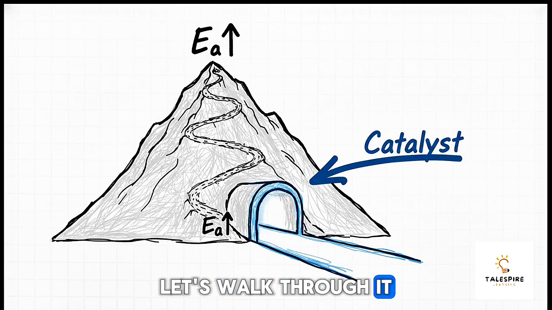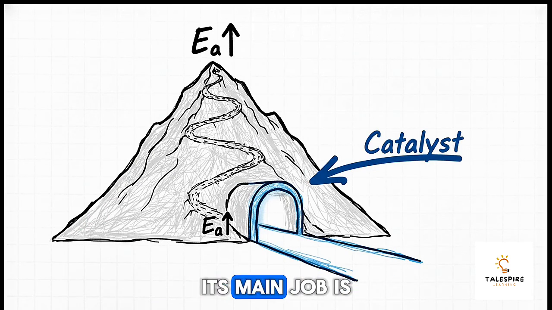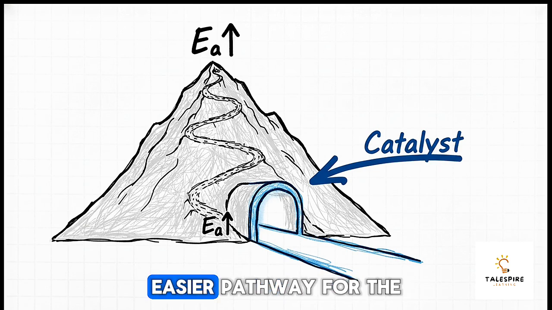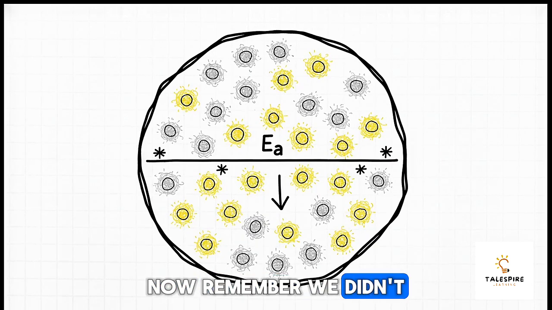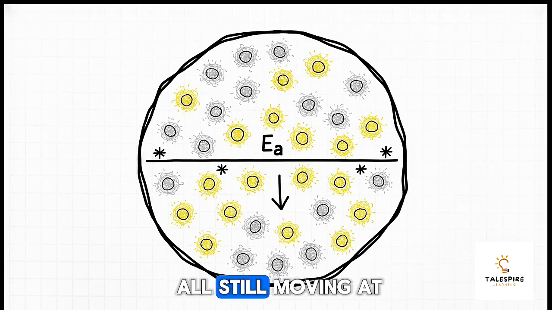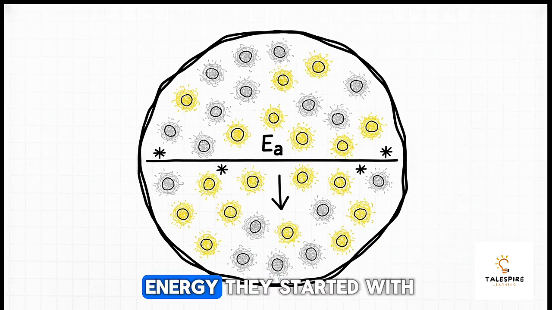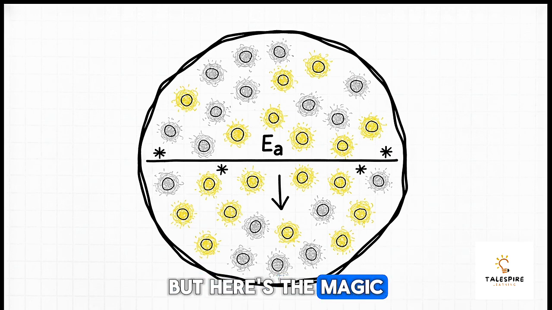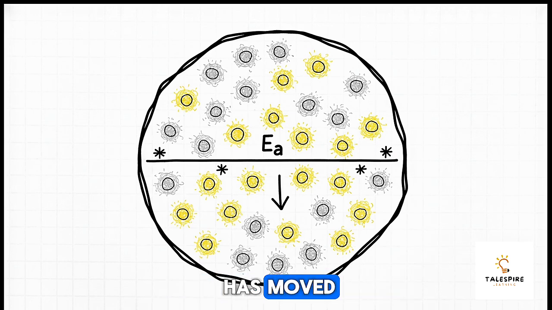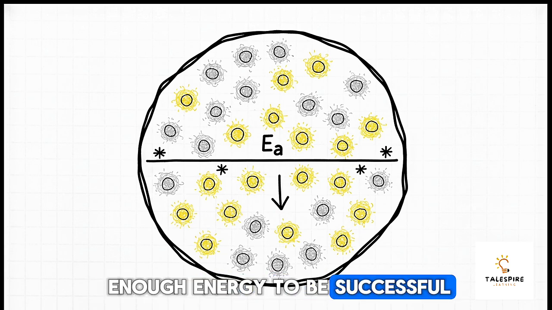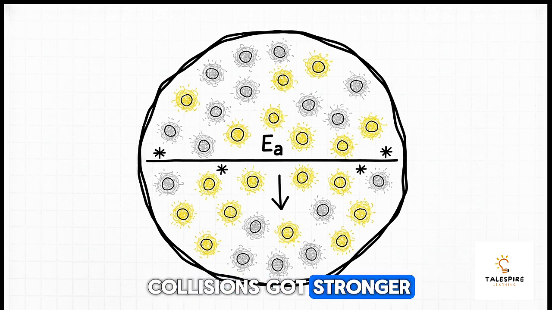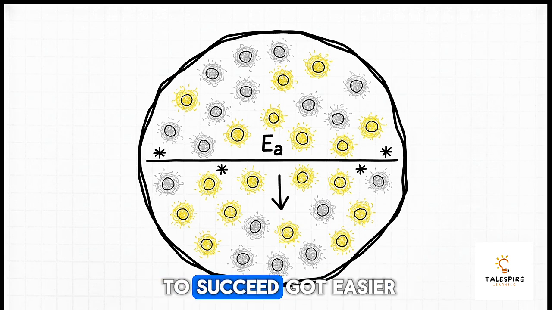Let's walk through it. The very first thing a catalyst does, its main job, is to provide a whole new, easier pathway for the reaction to happen. And that new pathway has a lower activation energy. Now remember, we didn't change the temperature, so the particles are all still moving at the same speed. They have the same energy they started with. But here's the magic. Because the goalpost has moved, that activation energy is now lower. Way more of those everyday normal collisions suddenly have enough energy to be successful. It's not that the collisions got stronger, it's that the requirement to succeed got easier.